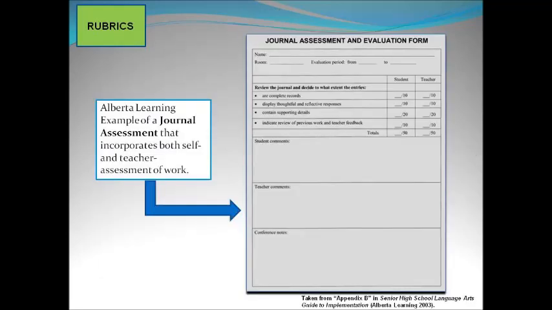Journal assessments, right? Suppose you want the kids to be writing journals. You can set it up. This is one that I just took right from Alberta Learning. But you can see the handy thing here is they've got a column for the student to make his own self-assessment. And then alongside that, you get the teacher's version, right? Or you get the student's comments and the teacher's comments.